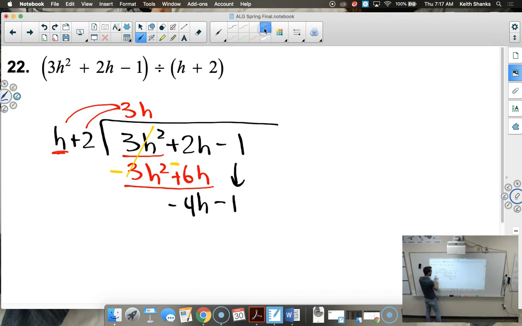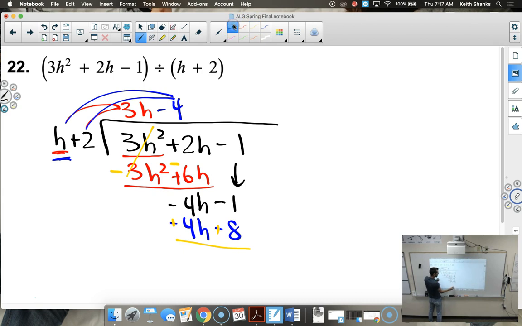And then I ask myself the same question. What do I multiply h by to get negative 4h? Well, that would be negative 4. Again, I'm going to distribute that, multiply that to both. So I end up with negative 4h minus 8. Again, I'm going to change my signs because I want things to cancel out, and I end up with 7. And that's a remainder. I can't do anything with that.